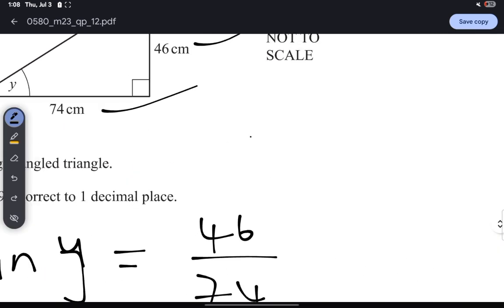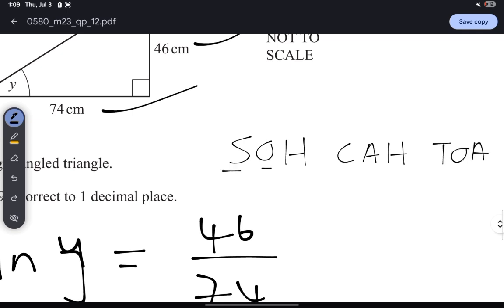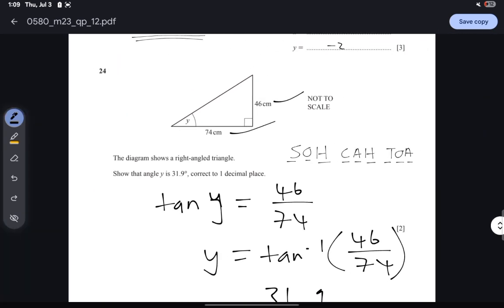So remember SOH CAH TOA. Sine is equals to opposite over hypotenuse. Cosine is equals to adjacent over hypotenuse. Tan is equals to opposite over adjacent. So you just look at the question, you look at the values that you're given, and you substitute. In this case, we're given the opposite and the adjacent. So opposite and adjacent, we picked tan.